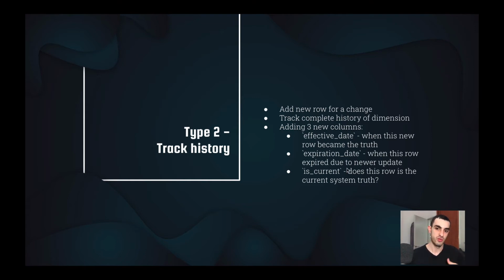Expiration date is when the data stopped to be the current truth. So when we add a new row, the original row before that gets an expiration date of the same day we added the new row. So we will know from when to when this data segment was true.